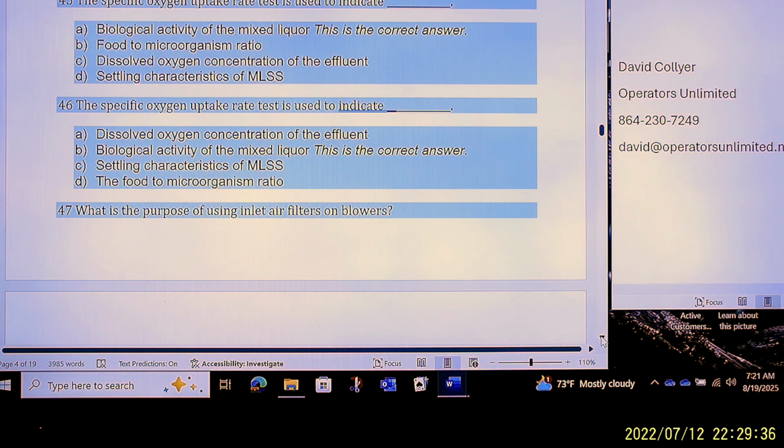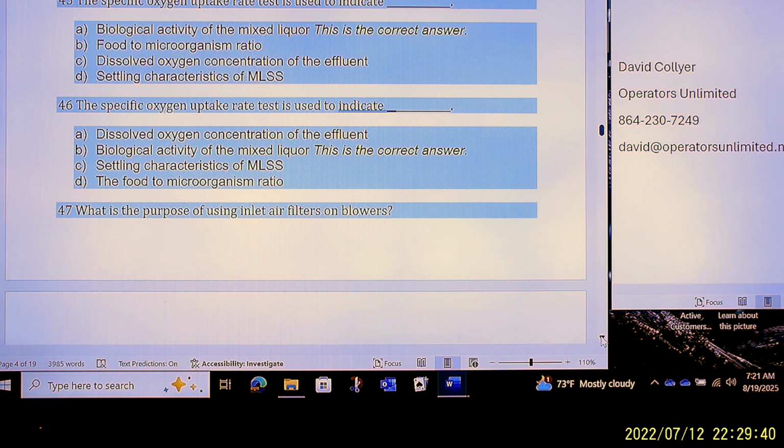45, the specific oxygen uptake rate test is used to indicate A, biological activity of mixed liquor, B, food to microorganism ratio, C, dissolved oxygen concentration of the effluent, or D, settling characteristics of mixed liquor suspended solids. The answer to 45 is A, biological activity of the mixed liquor.